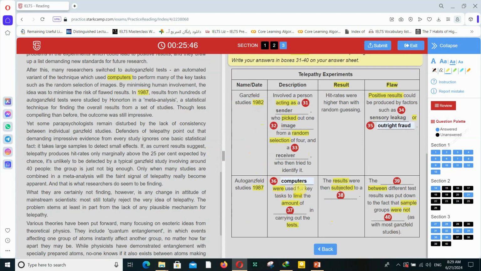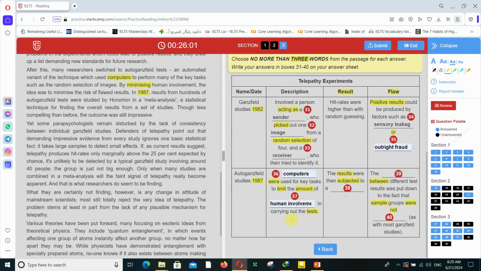Next question. To limit the amount of what? To perform many of the key tasks such as the random selection of images by minimizing human involvement. So limit the amount of human involvement in carrying out the tests. The idea was to minimize the risk of flawed results. So the next question: the results were then subjected to a what?